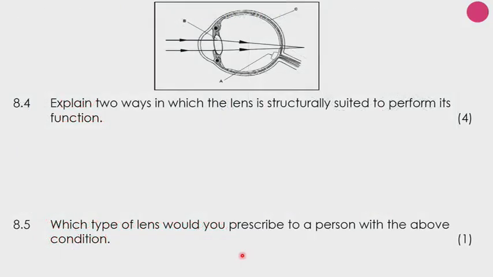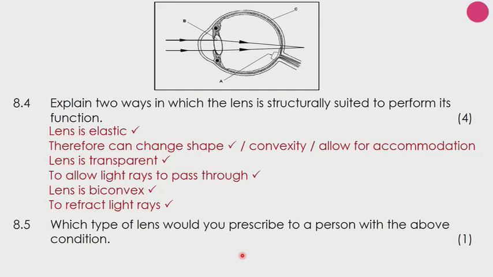Then they ask you 2 ways in which our lens is structurally suited to perform its function, and you must explain these 2 ways. So it means if you know the structure of the lens, tell me its best characteristics and what they are important for. A few of the things I've mentioned right at the beginning is that the lens is an elastic structure. So that means it can change shape and therefore it can refract light. It can allow for accommodation. Secondly, it's a transparent structure. It has no blood vessels, which is excellent for allowing light to pass through onto the retina. And lastly, it is a biconvex structure, which means it is a bent surface that allows for the refraction of light.